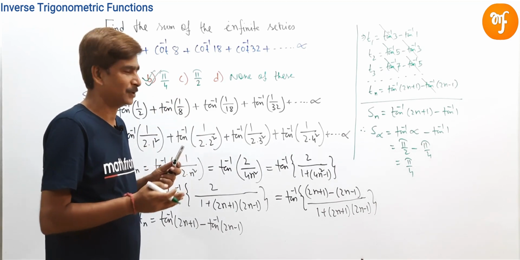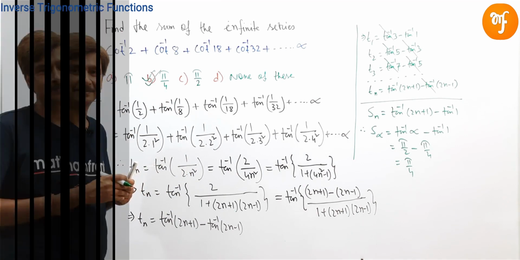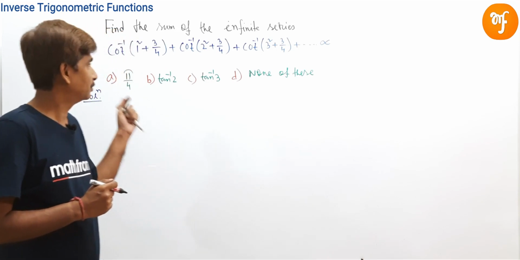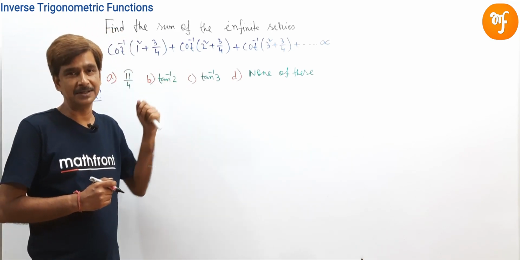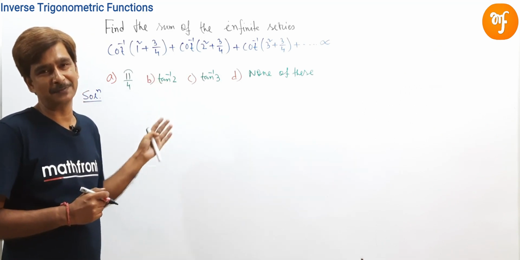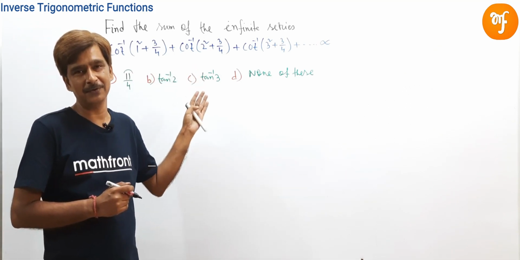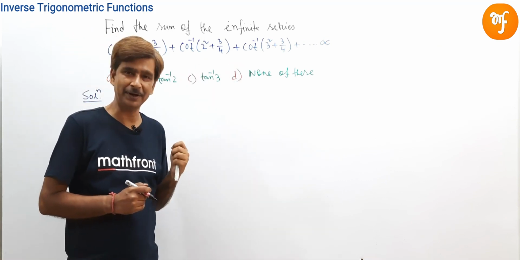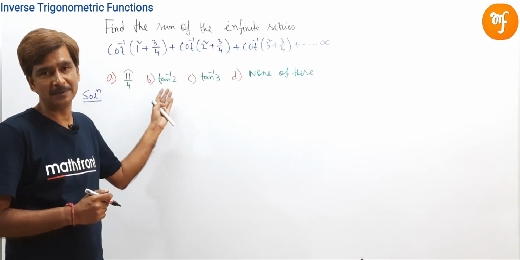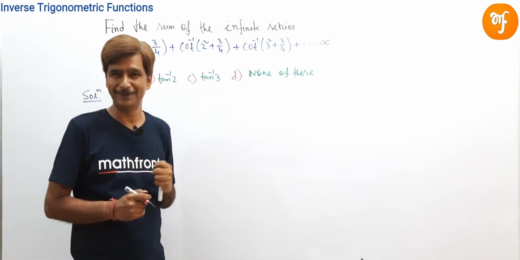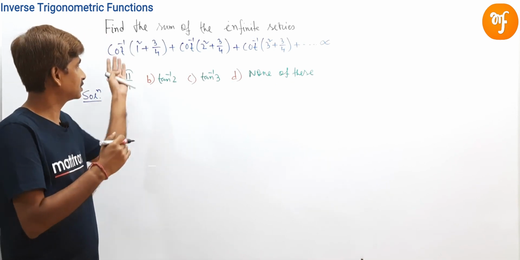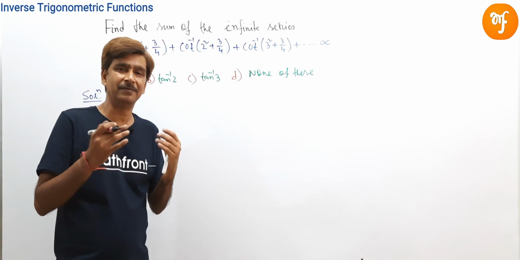Now come to the next question. We have to find the sum of the infinite series cot inverse of 1 square plus 3 by 4, plus cot inverse of 2 square plus 3 by 4, plus cot inverse of 3 square plus 3 by 4, like this till infinite. The options given are pi by 4, tan inverse 2, tan inverse 3, or none of this. Now, to solve this numerical, we'll first convert all these cot inverse in the form of tan inverse.